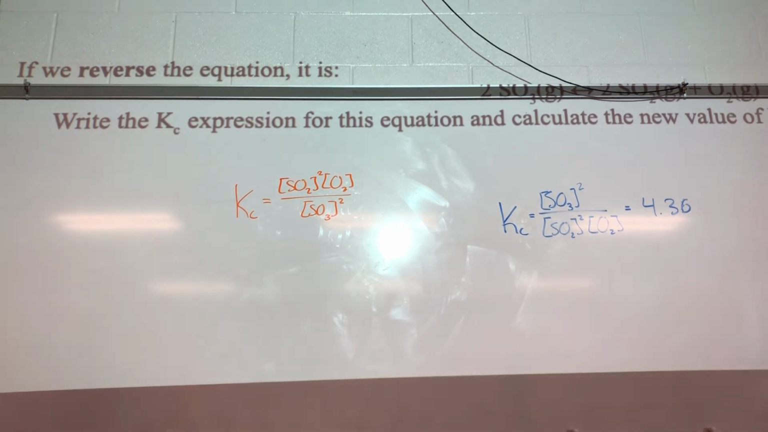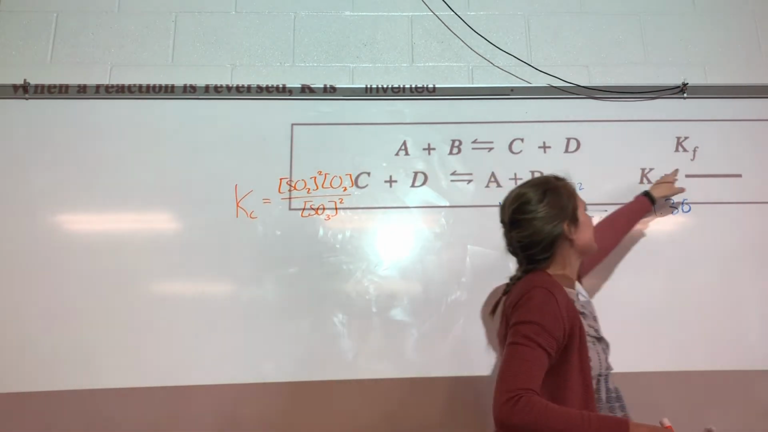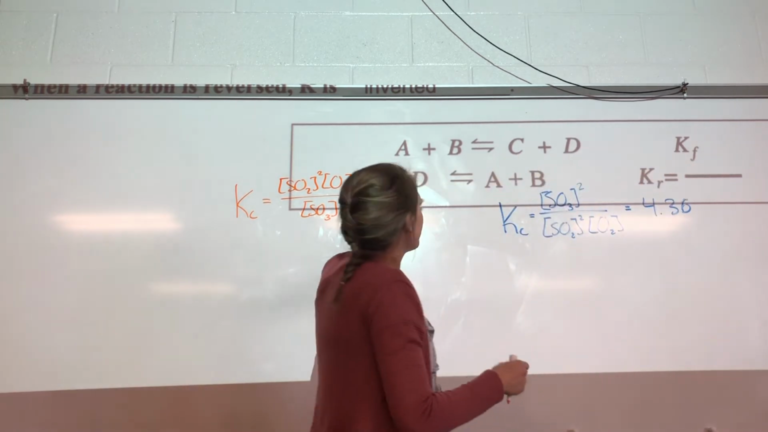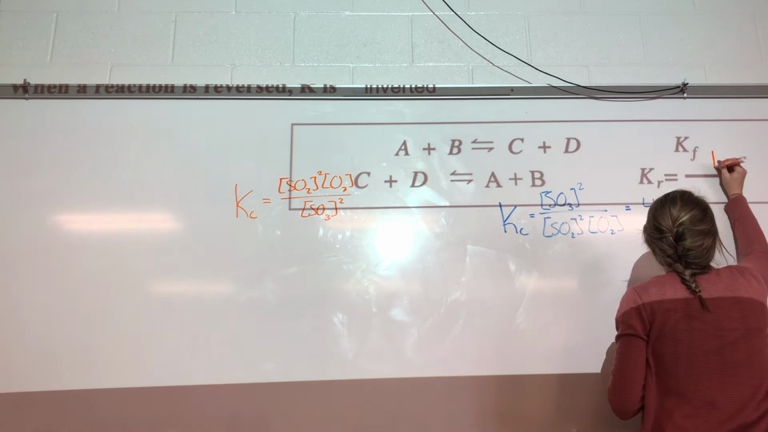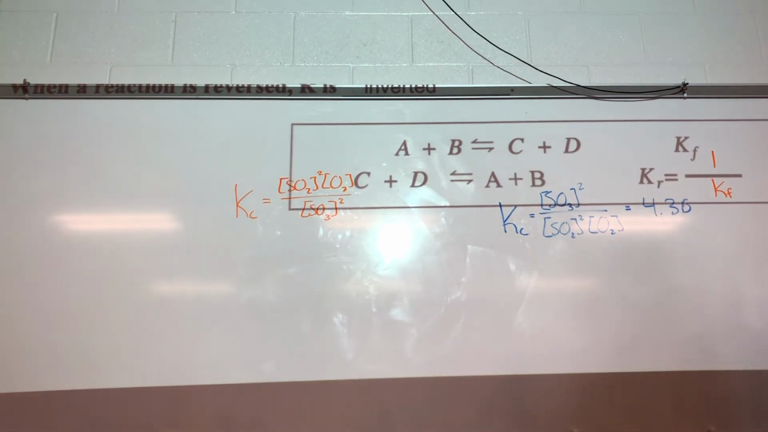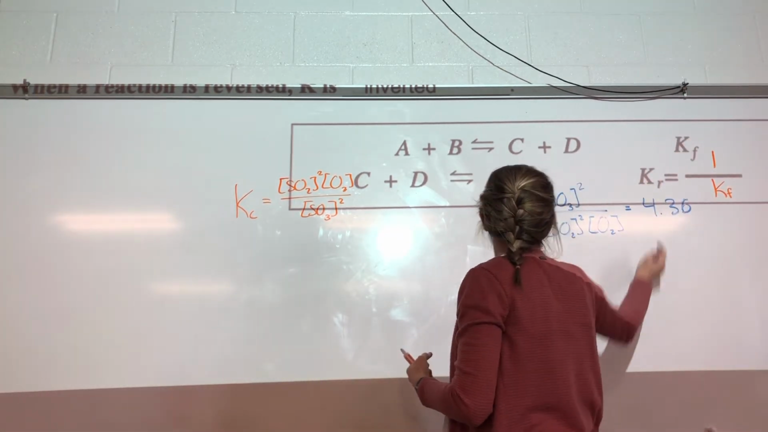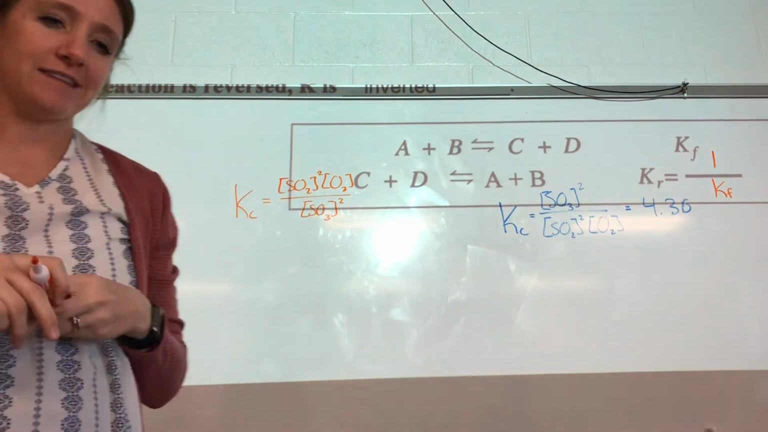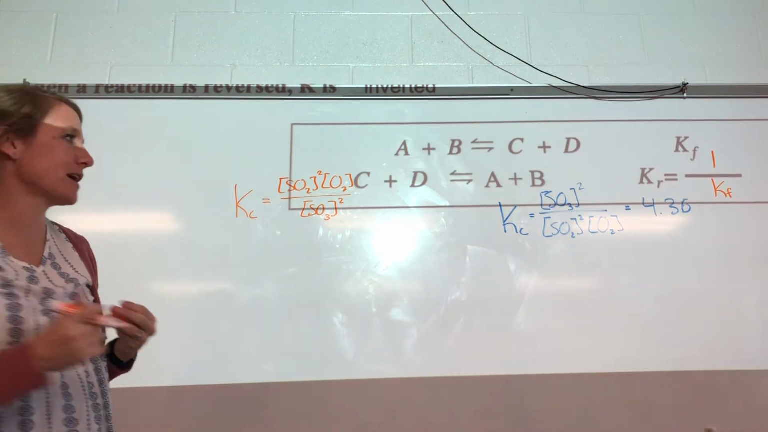Okay, so here's our generic example. Here's the forward reaction, so that's why it says F, because we're saying it's going forward. If I reverse the reaction, Kr is going to equal 1 over Kf. So to find this, you could just take 1 divided by 4.36, and you get your answer: 0.229, or 0.2230, I guess, because of rounding.